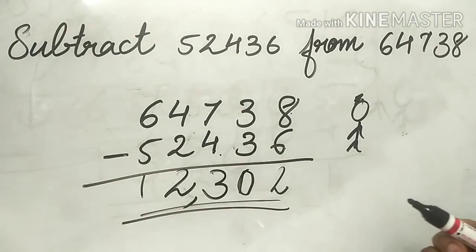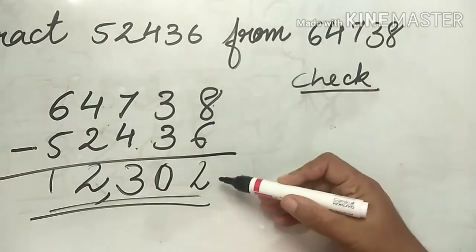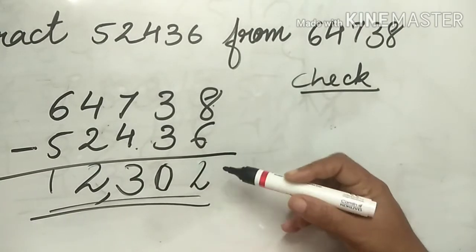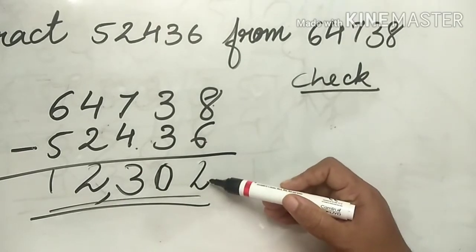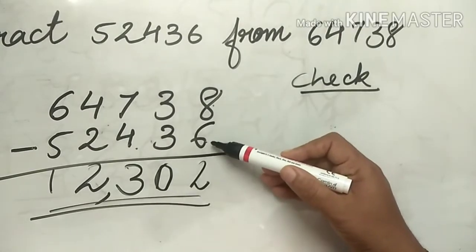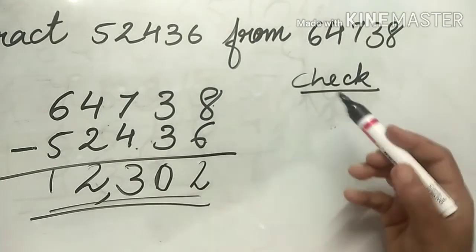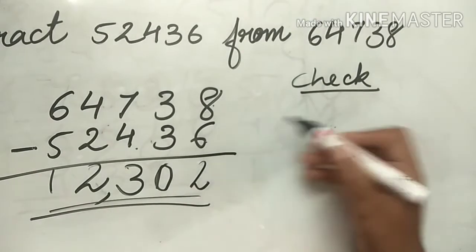there is a technique to check whether it is correct or not. See, this is a method to check whether your subtraction answer is correct. How do you check? You have to add your answer and the smaller number, the number you have written here. That means the subtrahend. So let's see what the answer will be. I'm going to add these two numbers.